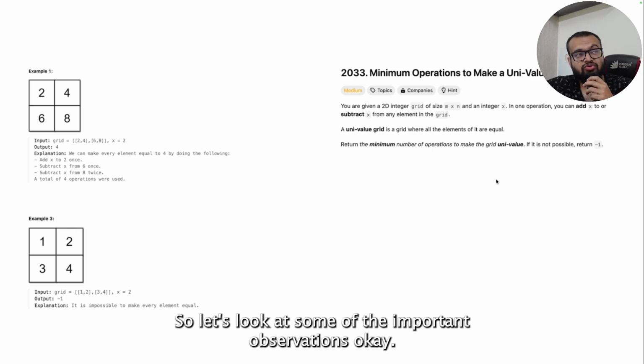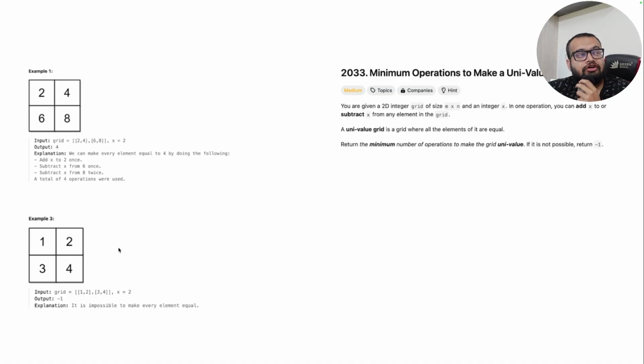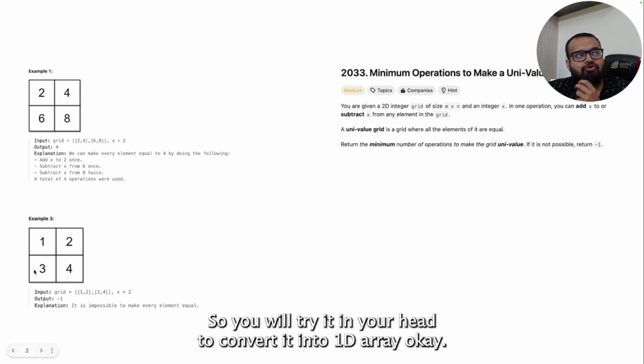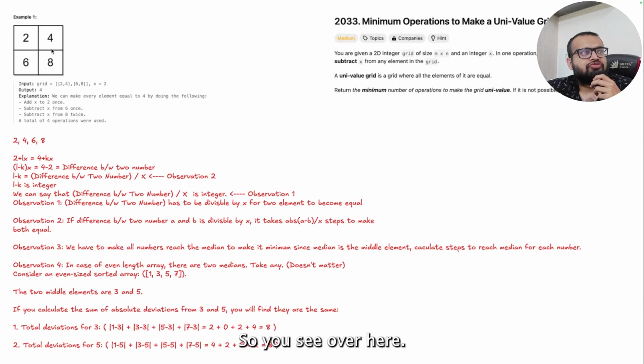So let's look at some of the important observations. If you look into it, you will see that this 2D array, you can try in your head to convert it into a 1D array, just to make your visualization easier. It is easier to think in 1D than 2D. So I just flattened it: 2, 4, 6, 8.